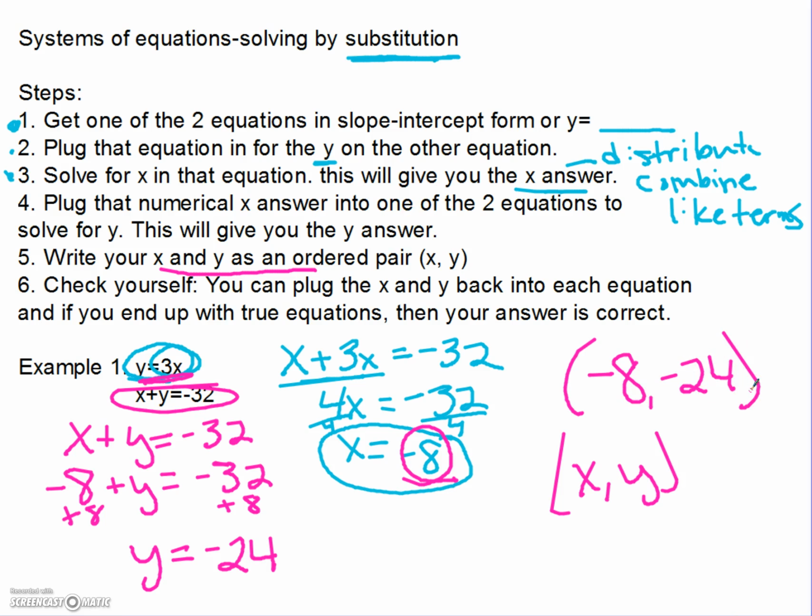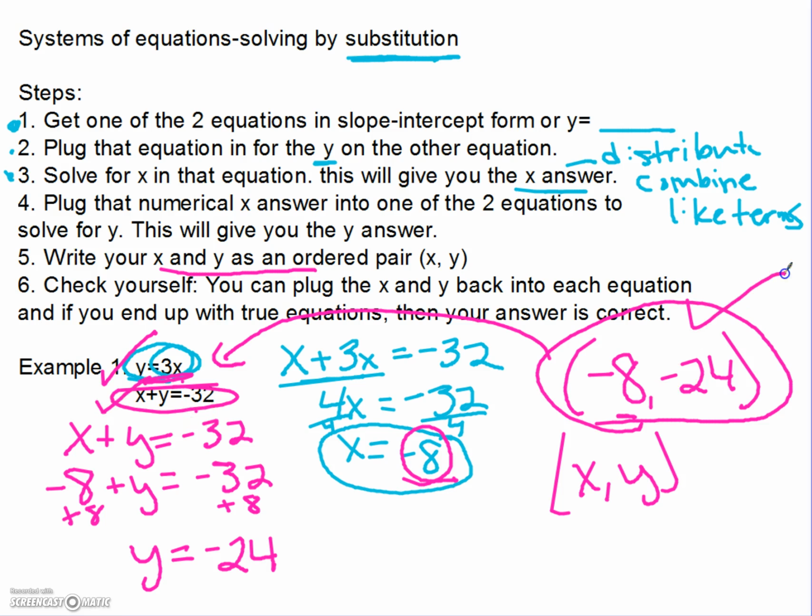However, you should not have any problem making 100%, because what you need to do is take this and plug it back into your two equations. You can check yourself. If I do 3 times negative 8, it's negative 24. Did this check? Yes. If I do negative 8 plus negative 24, do I get negative 32? Yes, it checks. So this is my solution using substitution. I know it is a lengthy process, however, once you get the hang of it, it's very simple.